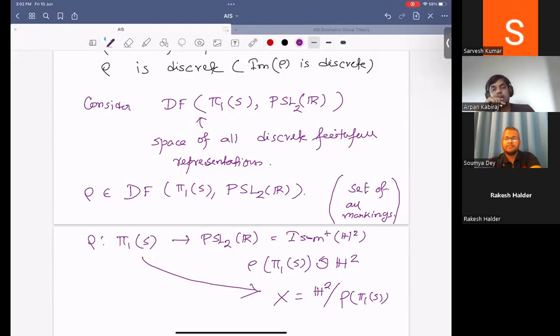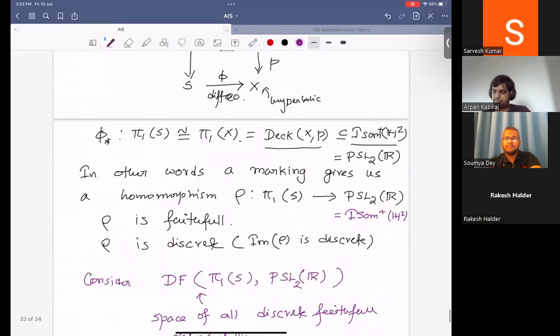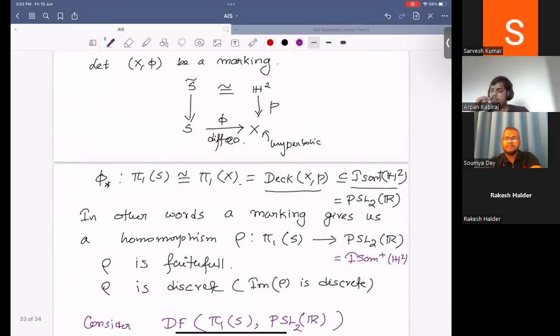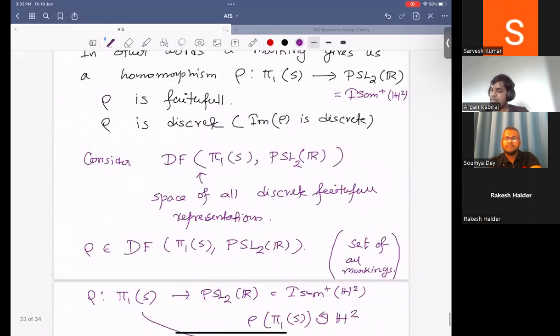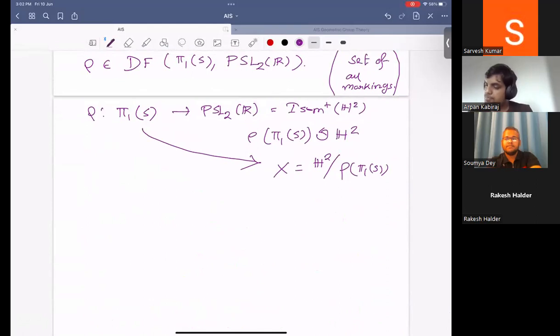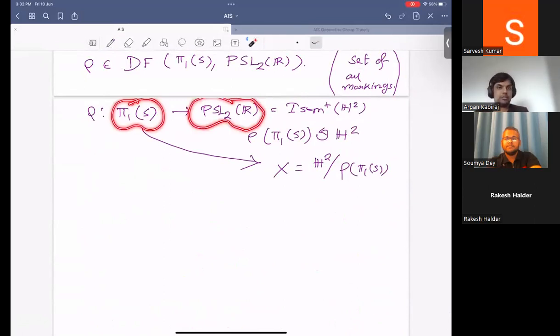Now let us look at the quotient criterion. Here's the first thing that you notice. Whenever you have a representation... What is the map from pi1 S to X? The point is, because of pi1 S as a map into PSL2R, call this subgroup H, let's say.